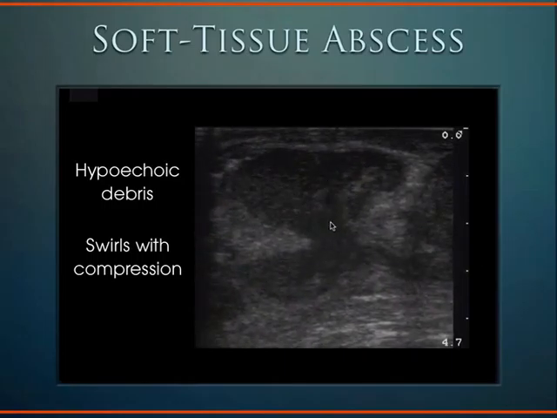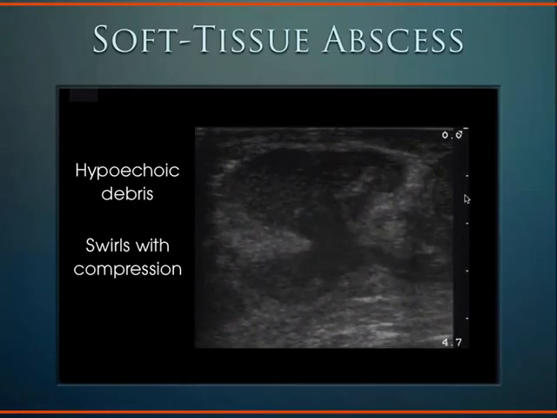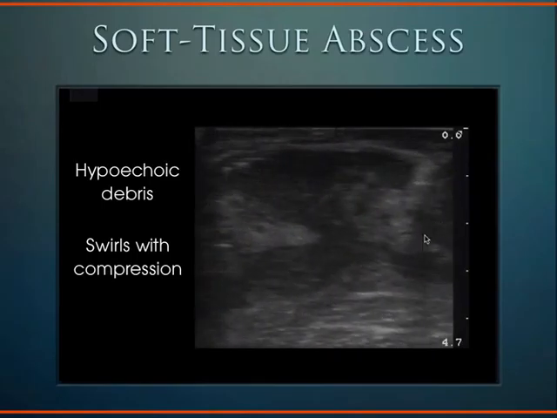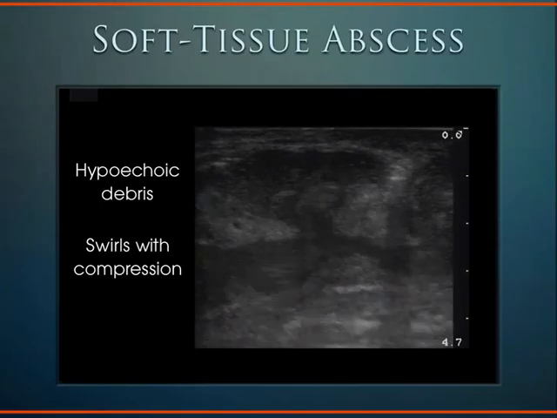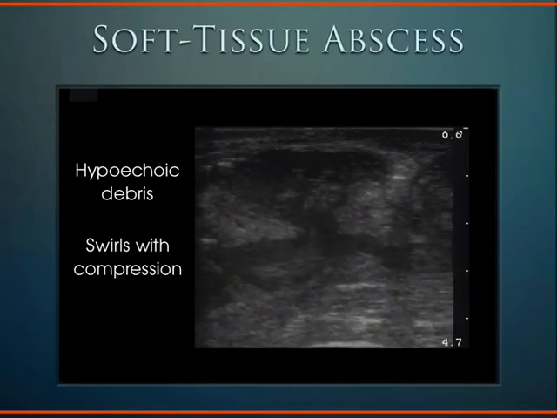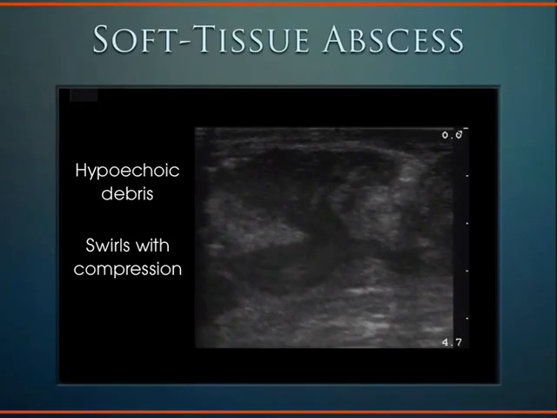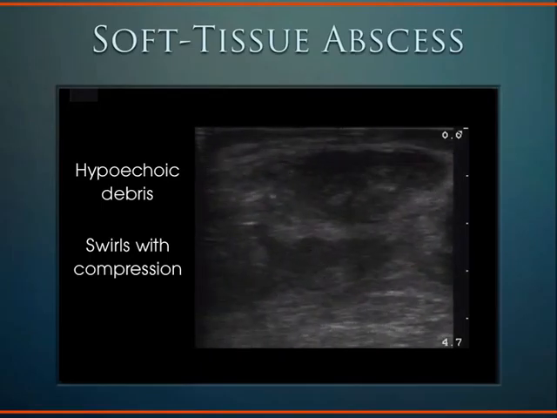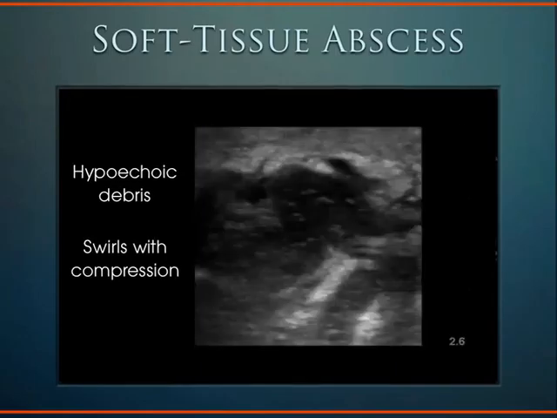This is another example here. When we compress, we can see this swirling hypoechoic debris. Sometimes we can see it connecting with various other abscesses, and occasionally these abscesses are so large that we can't drain them at the bedside. They require drainage in the operating room where the patient is under full anesthesia because it's just too uncomfortable sometimes to drain these at the bedside percutaneously.